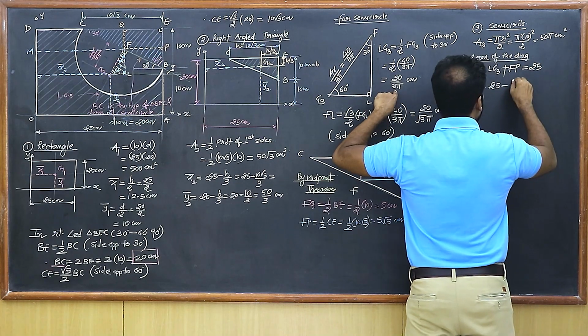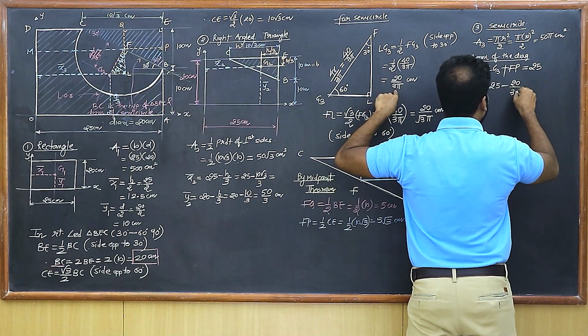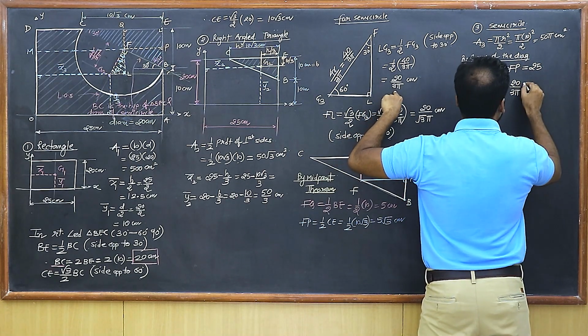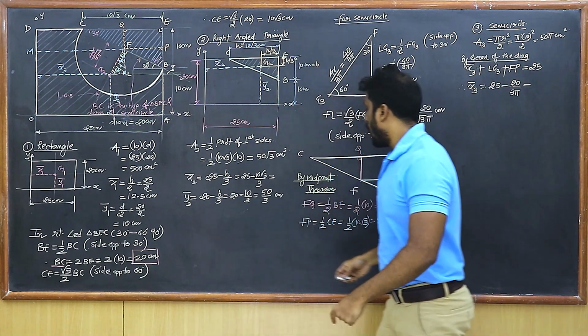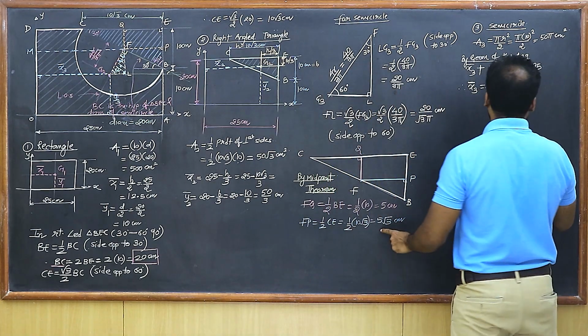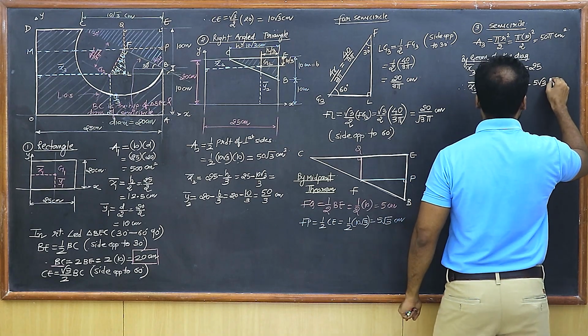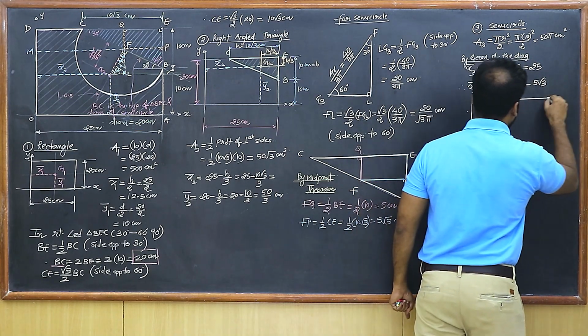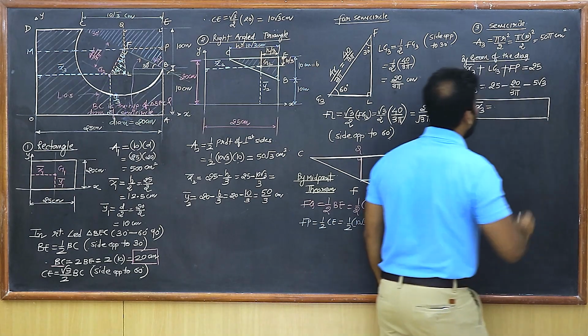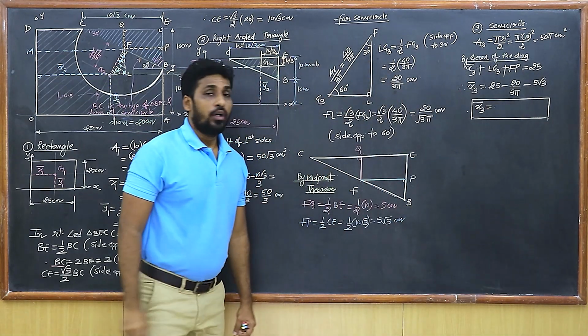So therefore, I get X3 bar is equal to 25 minus, what is the value of LG3? It is 20 upon 3 pi. So we need to do these calculations. We're going to do all the calculations simultaneously at one time itself. And then minus of FP, students, minus of FP. So how much the value of FP has come? It has come 5 root 3. So I'm going to get the value of X3 bar over here in a short while from now. Okay, I'm going to do that calculation. Let's do it a little later.